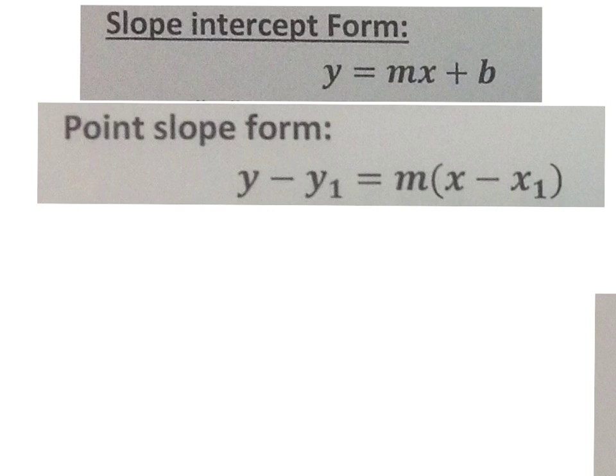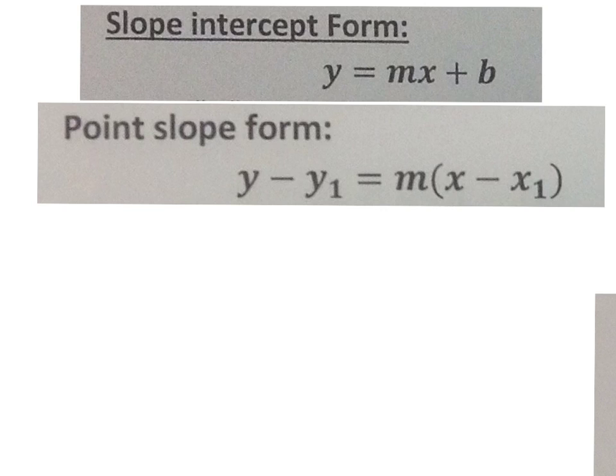Ladies and gentlemen, today we learned about two new forms. We learned about slope-intercept form, y equals mx plus b, and we also learned about point slope form, which is y minus y1 equals m parentheses x minus x1.